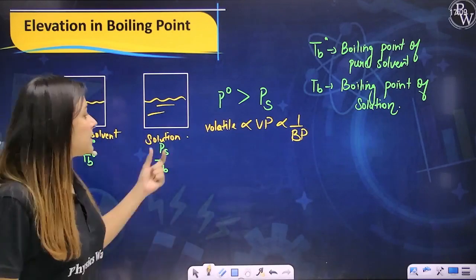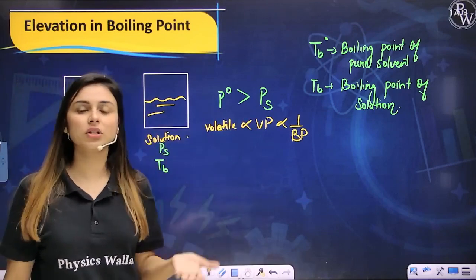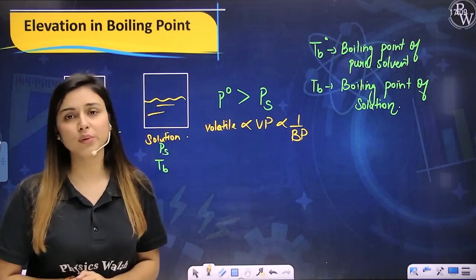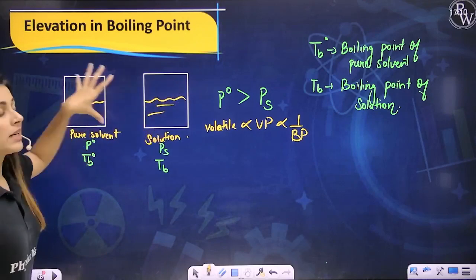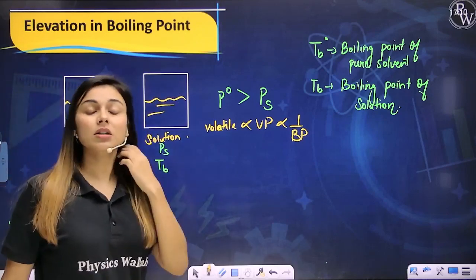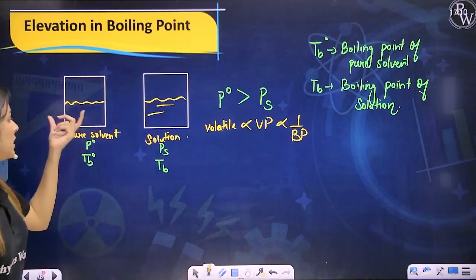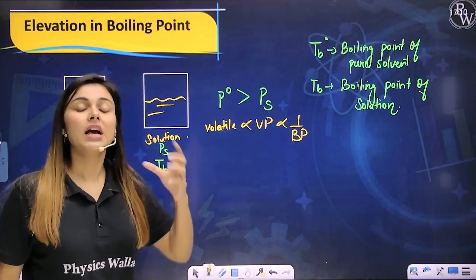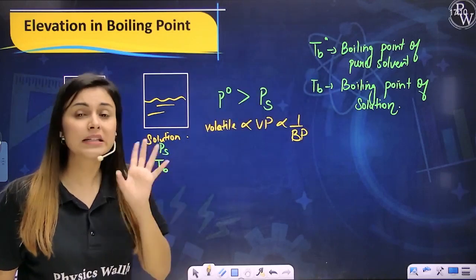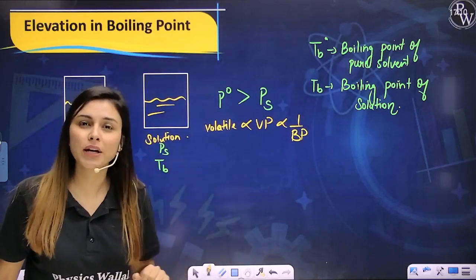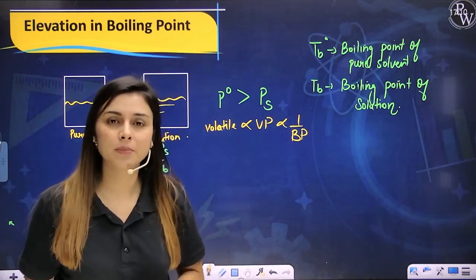Now imagine you have the pure solvent and the solution, and you start heating both of them. What will happen? The pure solvent will form more vapor as compared to the solution. Since it forms more vapors, at a lower temperature its vapor pressure will become equal to the atmospheric pressure, and that will be its boiling point. This means the more the vapor pressure, the lesser the boiling point. Since pure solvent has more vapor pressure, its boiling point will definitely be lesser.